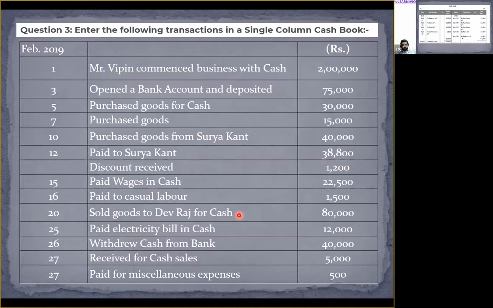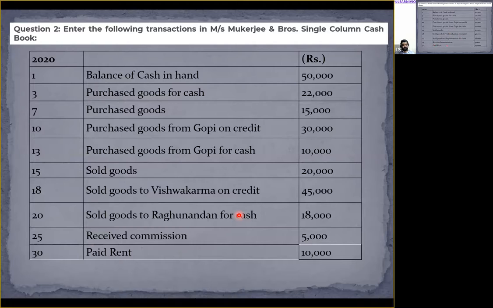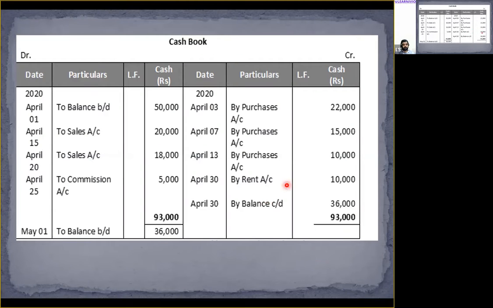After that, we are paying rent of 10,000. It will lead to an outflow of cash, so it will be recorded on the credit side by rent account 10,000. Now, when it comes to the tallying, we will first total the debit side, and whatever the excess in this side, we will record the balancing figure on the credit side. So the total of this side is 93,000, right?